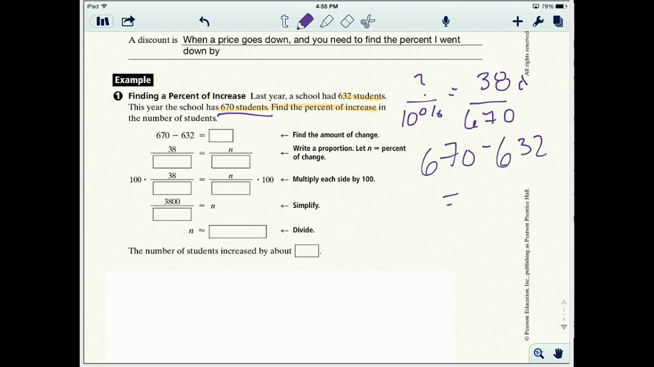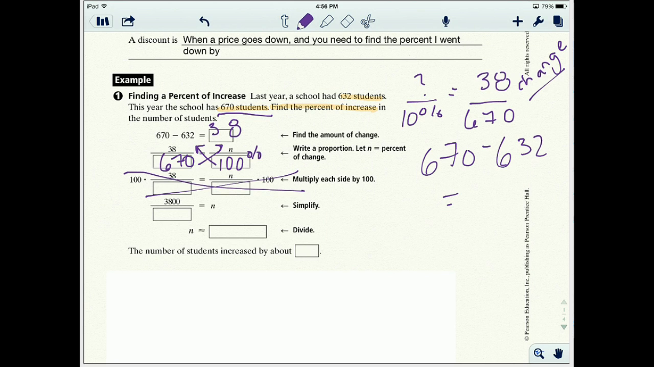And again, I'm going to write this here, guys, because it's so important that you remember that it's a change over the original. So find the amount of change. We already did that first step. We got 38. So 38 over 670 is my percent over 100%. And then guys, we're going to be doing cross multiplication. If you notice here, they don't exactly do that. They try to get rid of the denominator, so don't just skip that part. I want you to do the cross multiplication, so don't get confused. We don't need that part. Go ahead, cross it off.